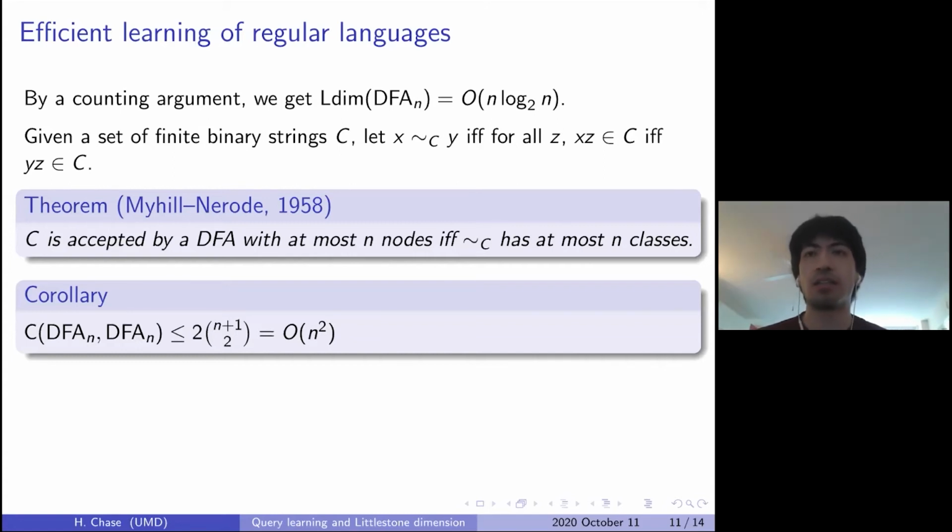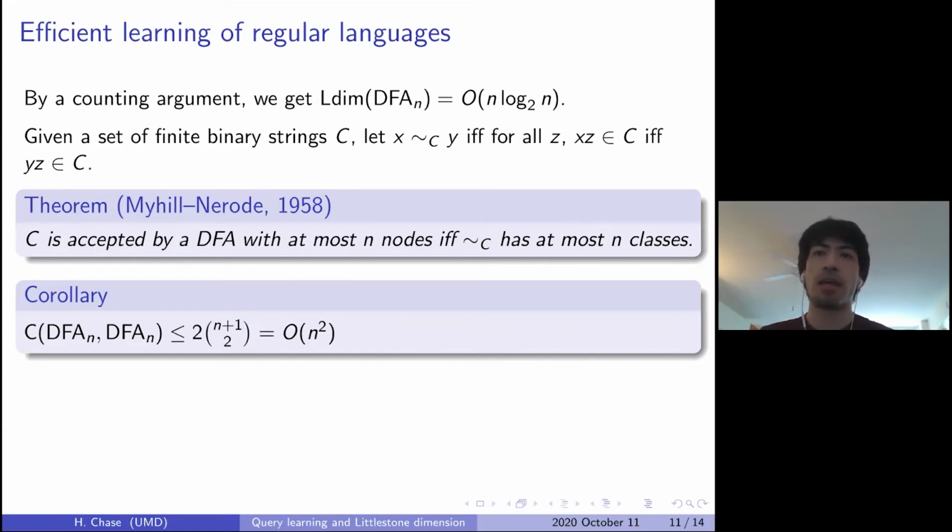Using 2 times (n+1 choose 2) many queries. So for each pair of n+1 many classes, I choose 2 strings to show that they're in different classes. So what is this consistency dimension saying? It's saying that anything that has n+1 many classes, I can show that it has at least n+1 many classes using 2 times (n+1 choose 2) many examples.